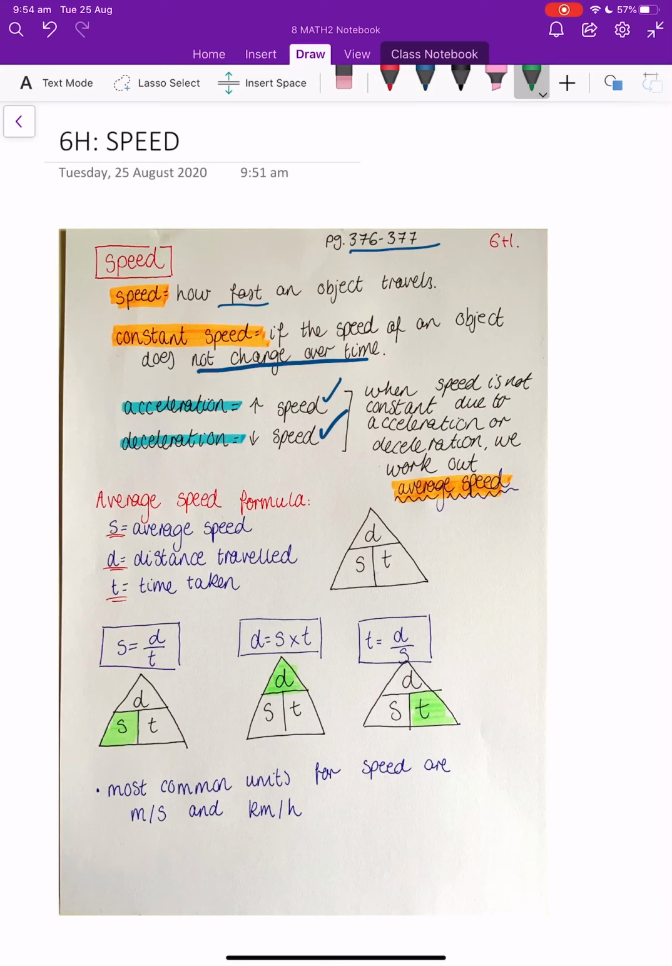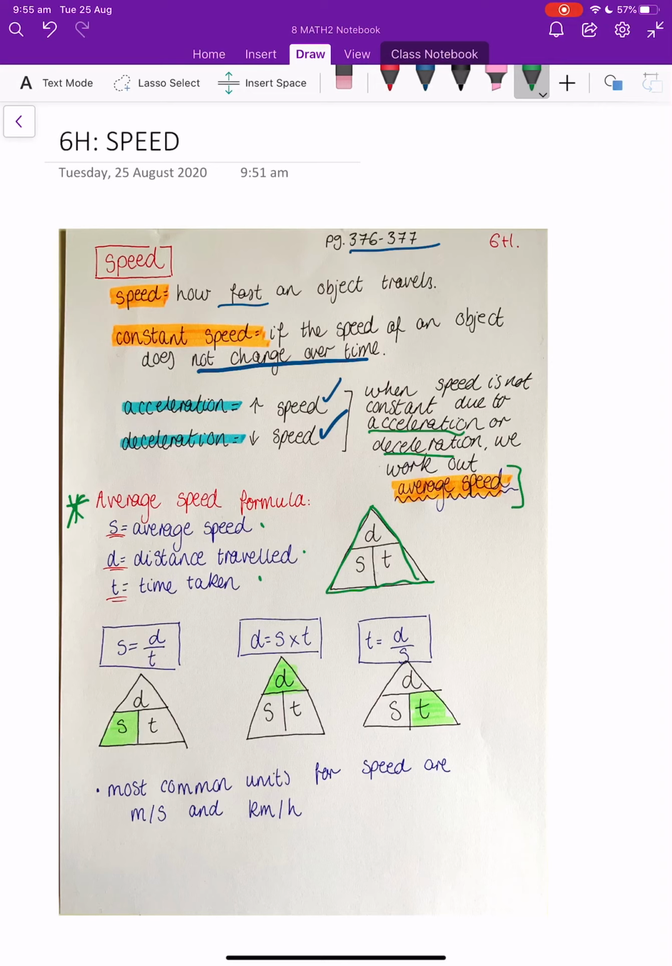What we do is we take our acceleration and deceleration, we work out the average speed, okay? Now, the average speed formula is given here, and this is really important, okay? So S stands for the average speed, D stands for the distance traveled, and T stands for the time taken, okay? And it's organized into this really nice triangle here where you've got D over S T. So if you remember this triangle here, you can work out any problem.